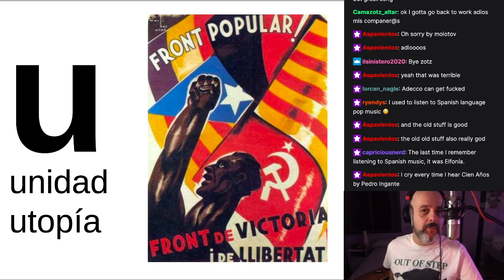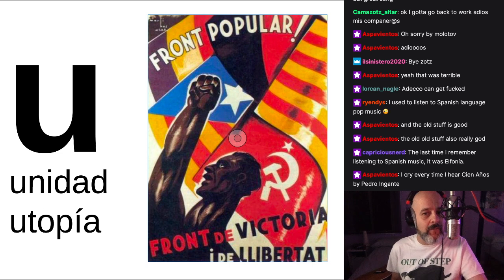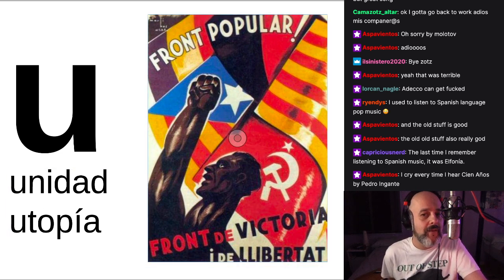And this Front Popular, this is in Catalan, actually, Front Popular, Front de Victoria y de Libertad, because they write Libertad with two L's and the ending on the T, because it's a different language. They're similar because they're Romance languages, but they're different languages. But this is from the Popular Front, which was about uniting all the people from all the places to fight fascism.